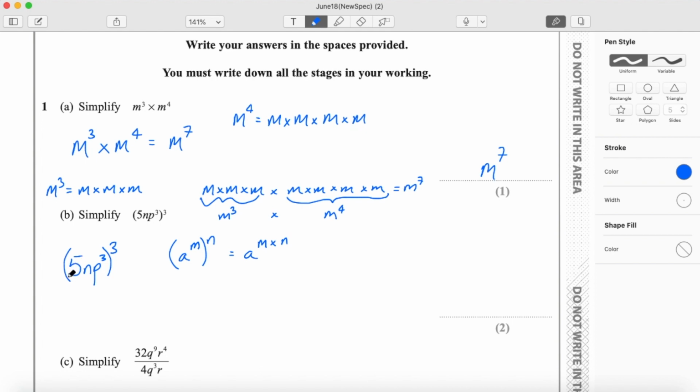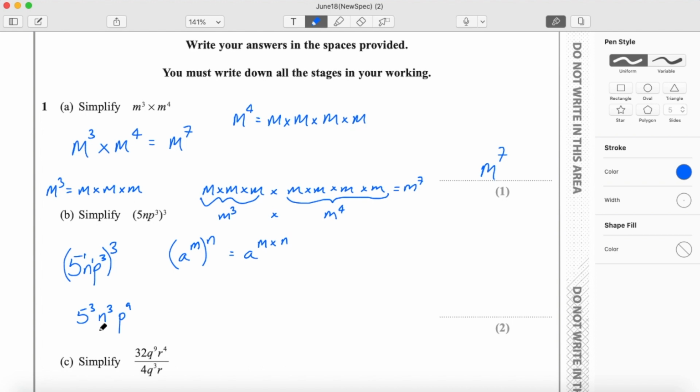So how does that relate to 1 part B? Well, we have 5 times by n times by p to the power of 3, and that is all cubed. So we need to times 3 by each power within the bracket. Now 5 is just 5 to the power 1, n is just n to the power 1, and we already know that p is p to the power 3. So we can just times by each of these powers. So 5 becomes 5 cubed, n becomes n cubed, and p becomes p to the power 9.